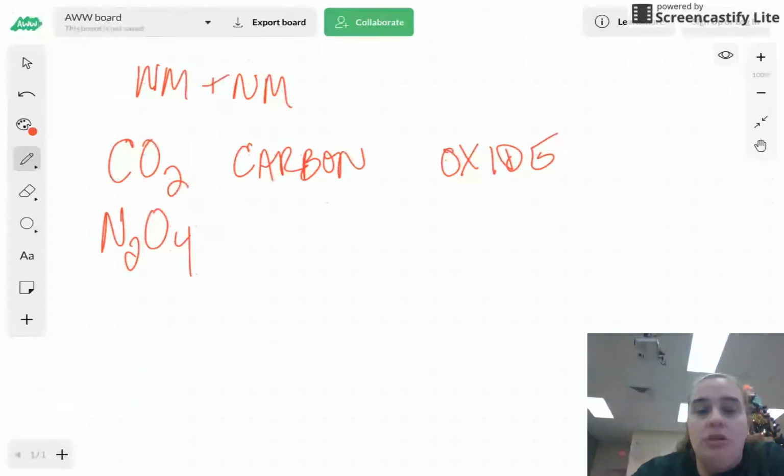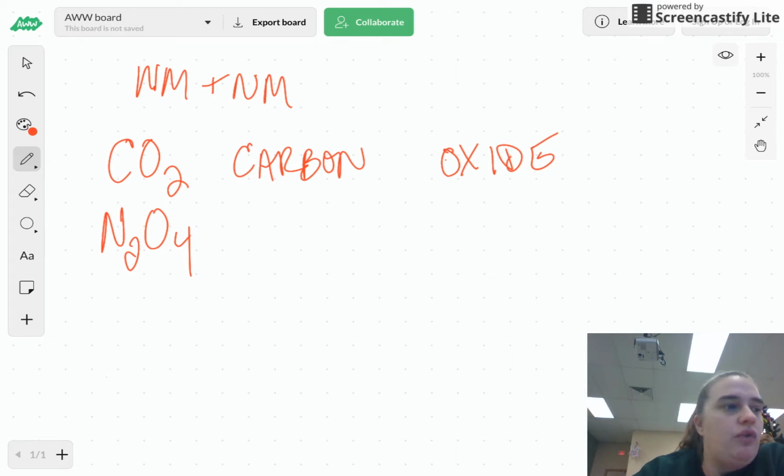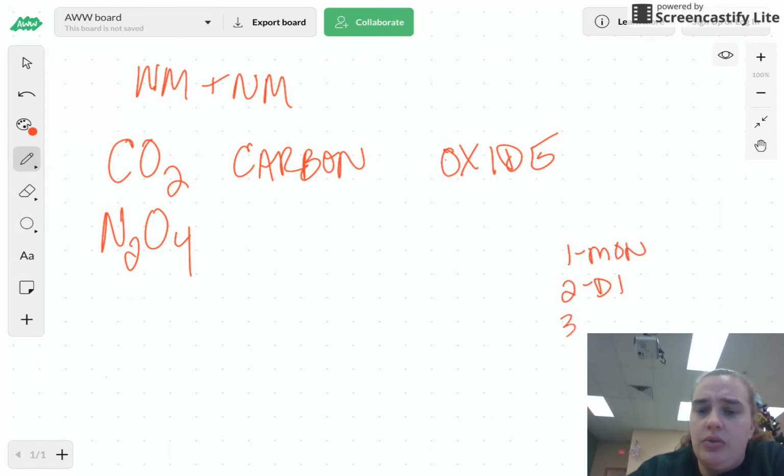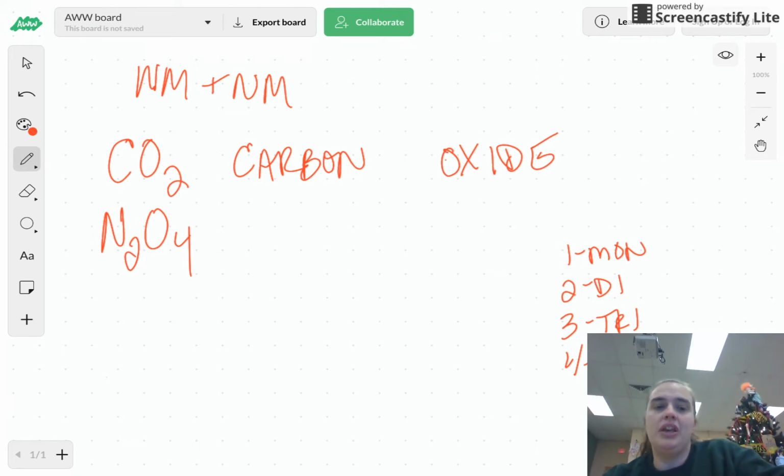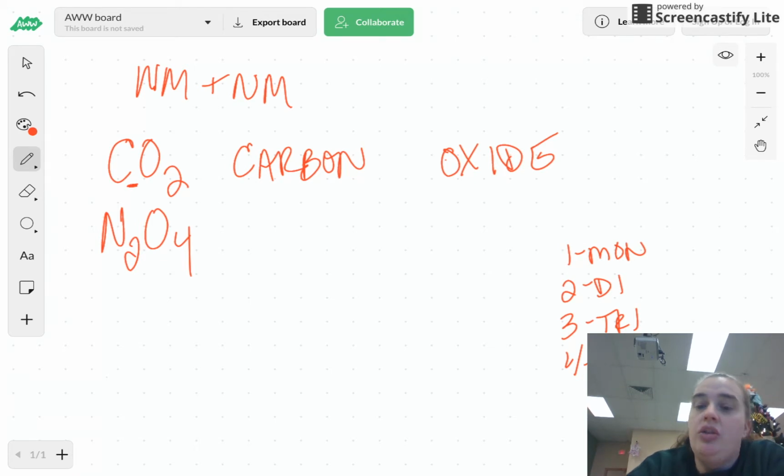So this would be carbon oxide. But now this is something that we do differently. If you look on the back side of the periodic table, you have prefixes. 1 meaning mono, 2 di, 3 tri, 4 tetra. And if you look in the upper left, you'll notice they go all the way to 10. So what we have to do is look at the subscript for each element and throw the prefix on there.